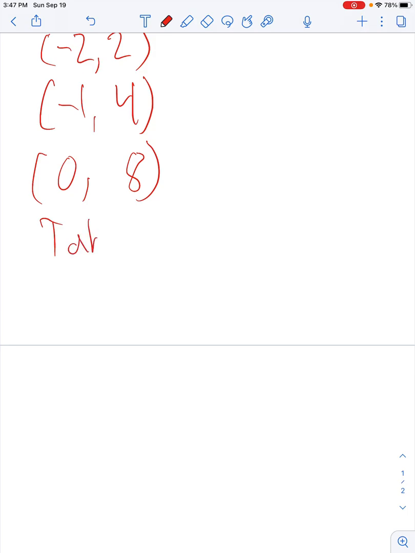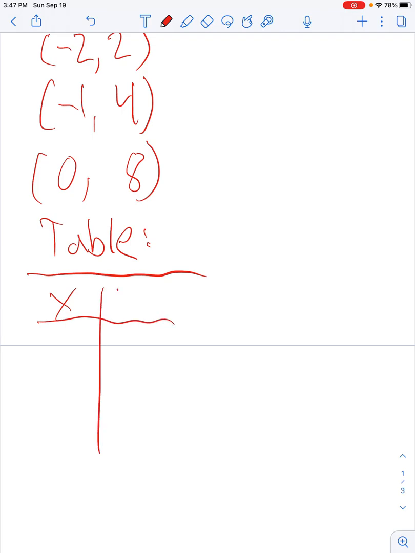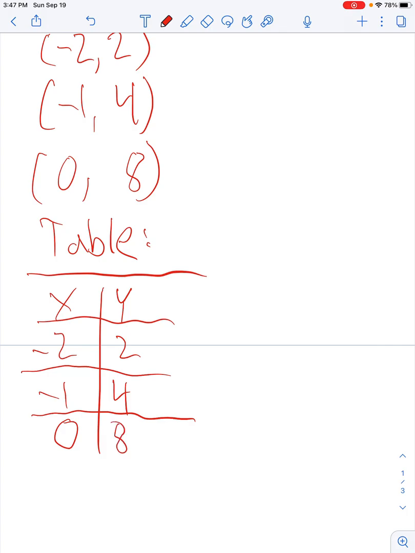Another way is with a table. So if I were to look at the table, I'm going to have X coordinates and I'm going to have Y coordinates. So I might say, hey, -2 for X, +2 for Y. -1 for X, +4 for Y. I might have 0 for X and 8 for Y.